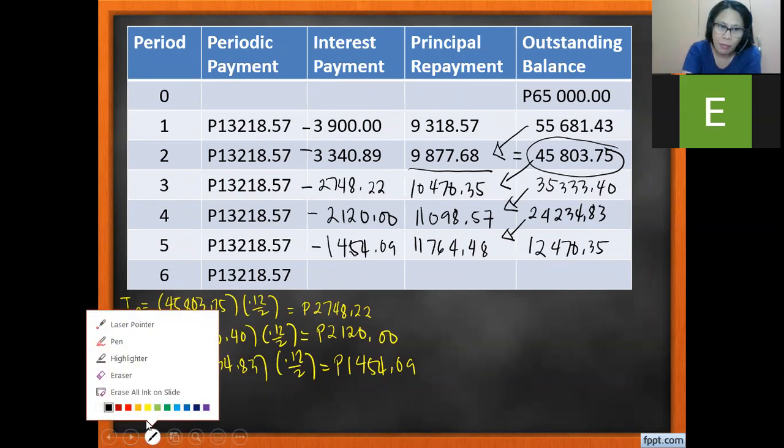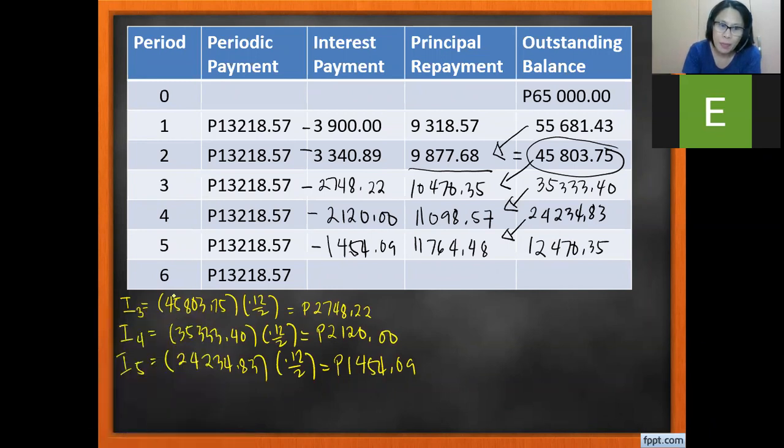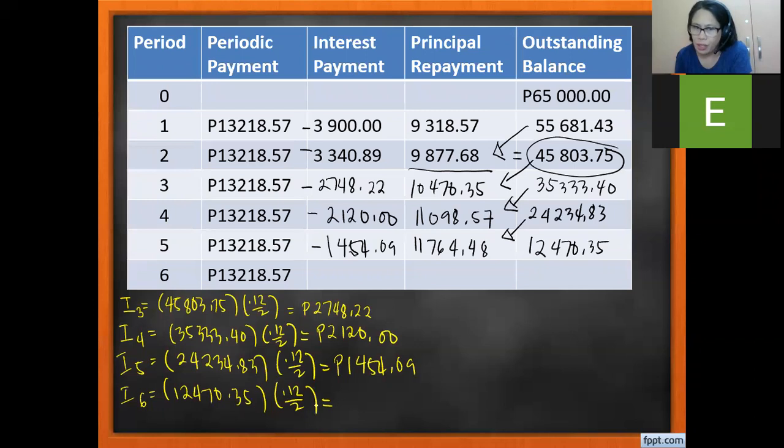Finally, calculating for the interest payment on the 6th period. So this is 12,470.35 times 0.12 all over 2. So in your calculator, you just input times 0.06. So you have 748.22 as the payment to interest.